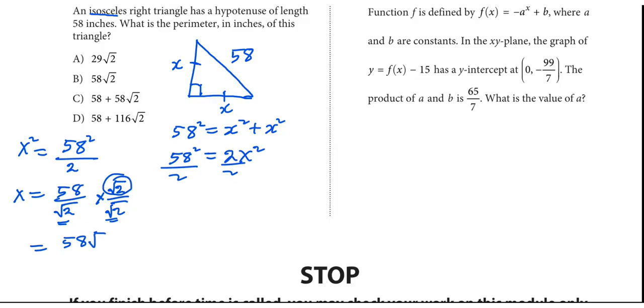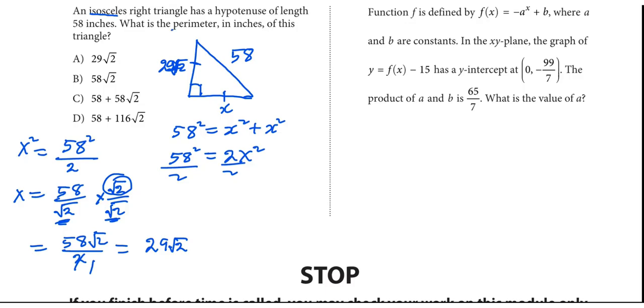So 58 root 2 over square root of 2 times the square root of 2 is 2. So 2 can go into 2, that will be 1. 58 divided by 2 will be equals to 29 root 2. So it means that each of the x is 29 root 2.